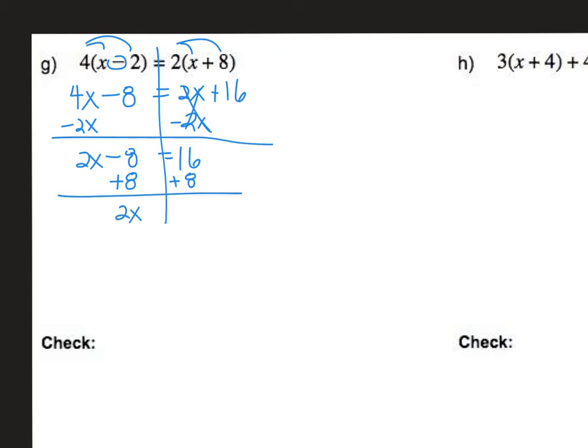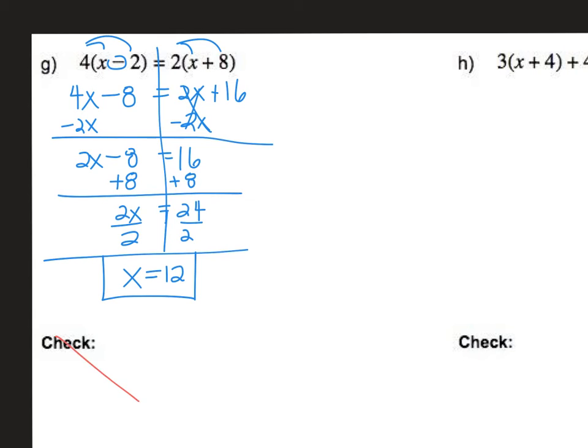So now we have 2x equals 24. To get rid of times 2, we'll divide by 2. And we'll come out with x equals 12. We could check this, but again, we're going to save a little bit of time for us here in this video.